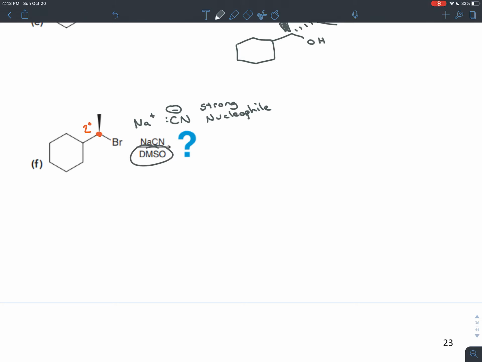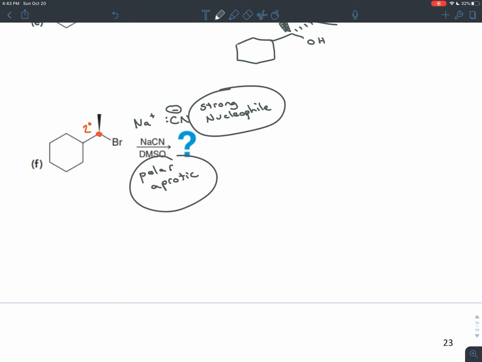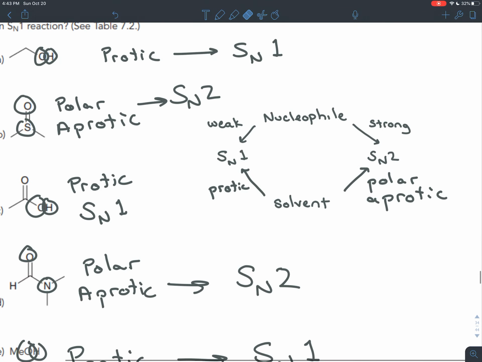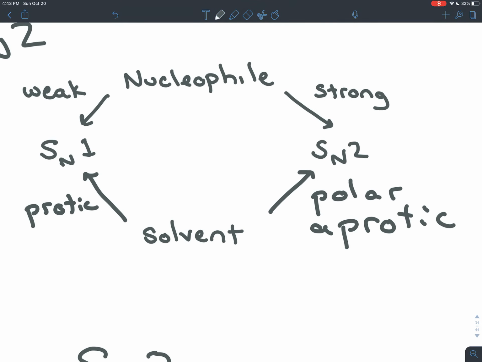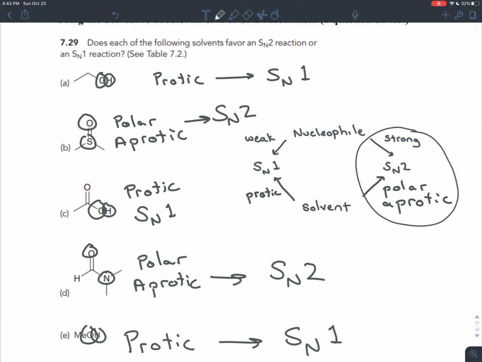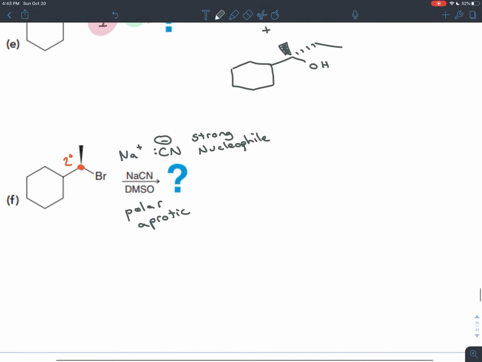Look at the solvent, dimethyl sulfoxide. That's a polar aprotic solvent. Both of those favor SN2 reactions. Strong nucleophiles and polar aprotic solvents favor SN2 reactions. And you can see that in the little summary that we had last time that we've been using in these problems. So this is definitely going to happen through an SN2 mechanism. Now, in a sense, that's nice. We don't have to worry about carbocation rearrangements.